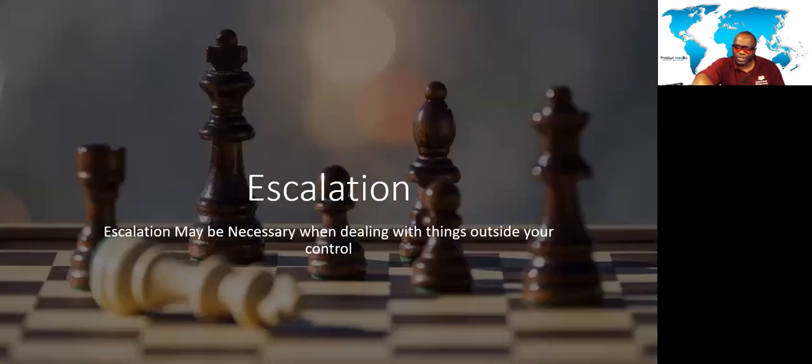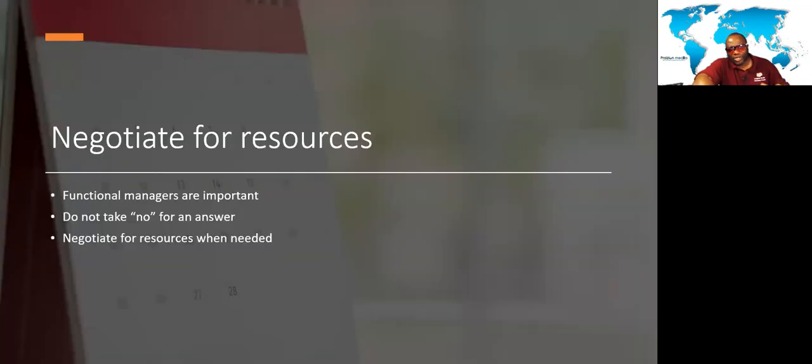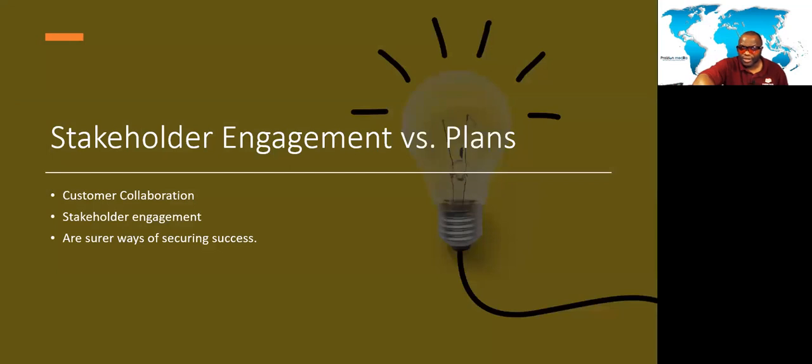When we talk about escalation, it may not be necessary except you're dealing with things outside of your control. If you're dealing with a risk that is within the project jurisdiction, then you don't need escalation. But if it's outside of your control, at that point, you do need to escalate if it's outside of the project domain. Another mindset is negotiate for resources. Functional managers are important. So don't take no for an answer. Someone says this resource isn't available. What is the best you could do? Negotiate for resources.